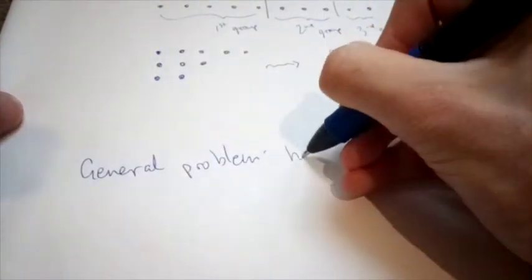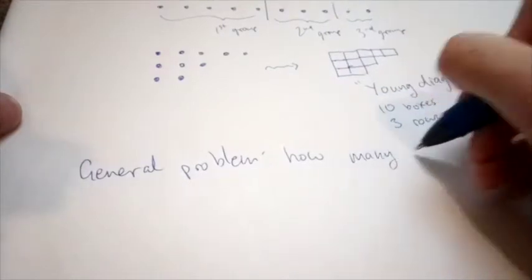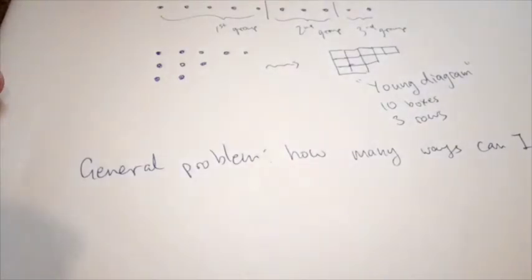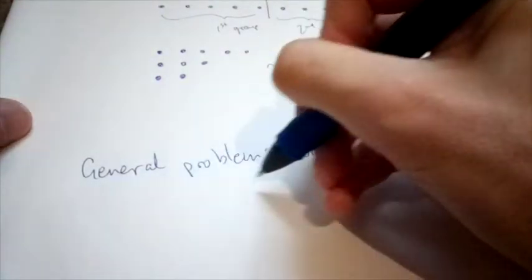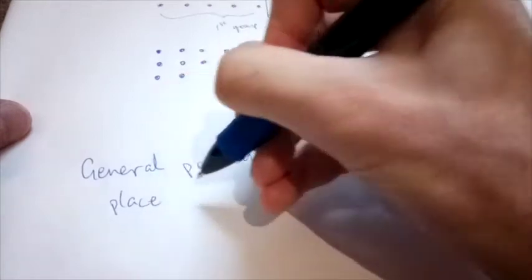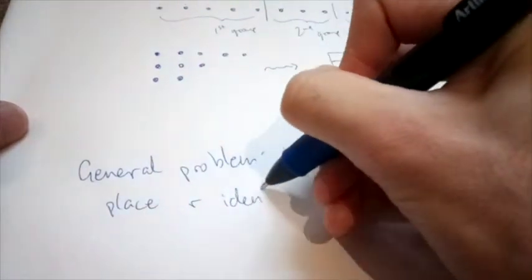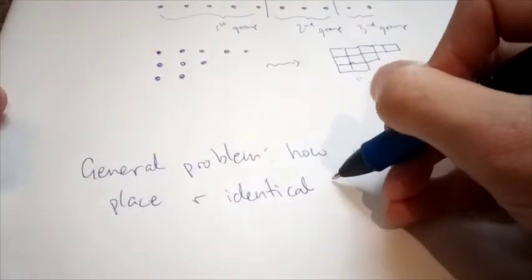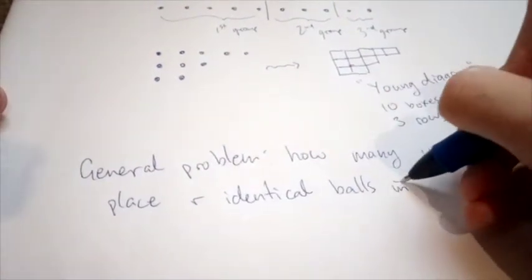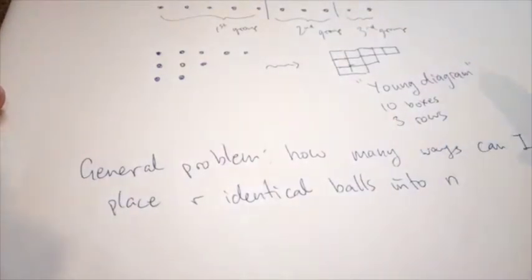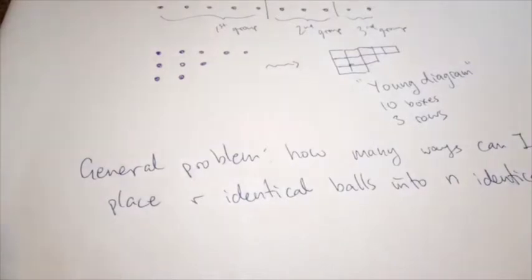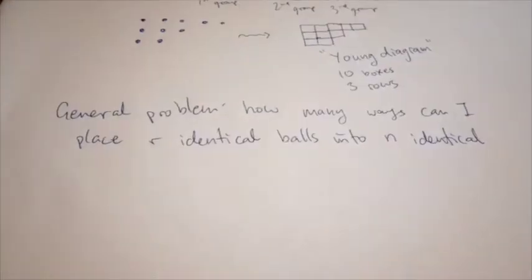So how many ways can I place R identical objects, I'm going to say balls, into N identical containers? Frame this: N identical containers.